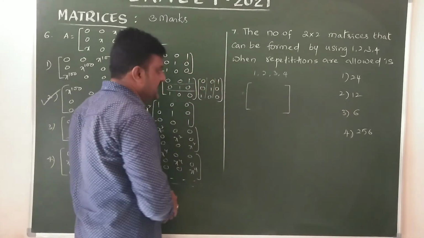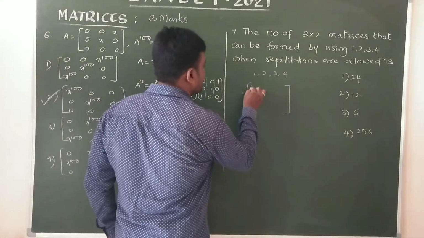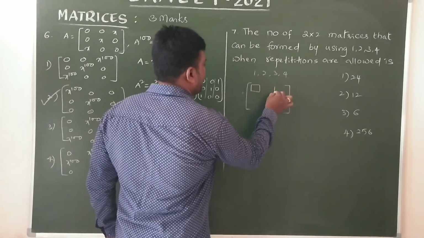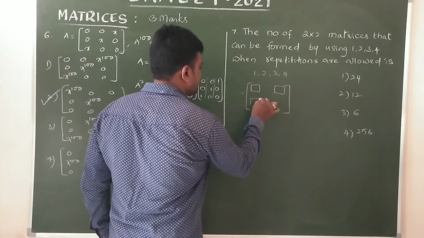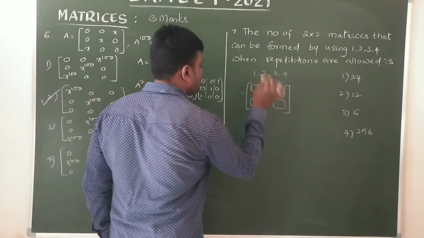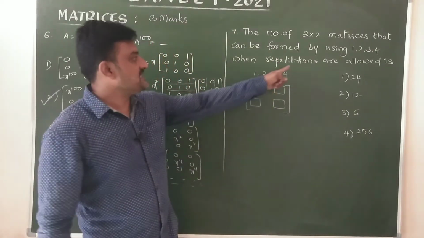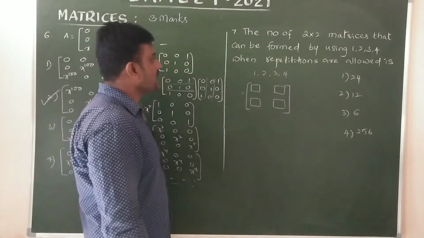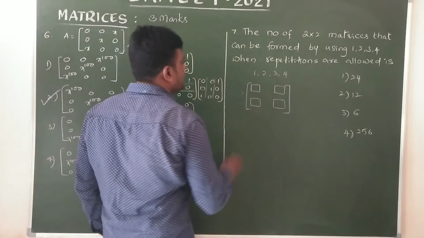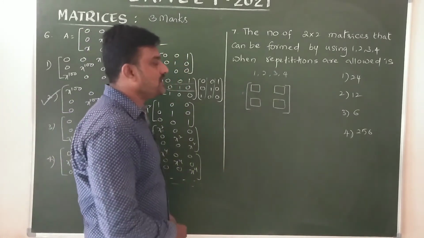So we need what? Four places like this. Repetition is allowed. So the first blank can be filled in how many ways?